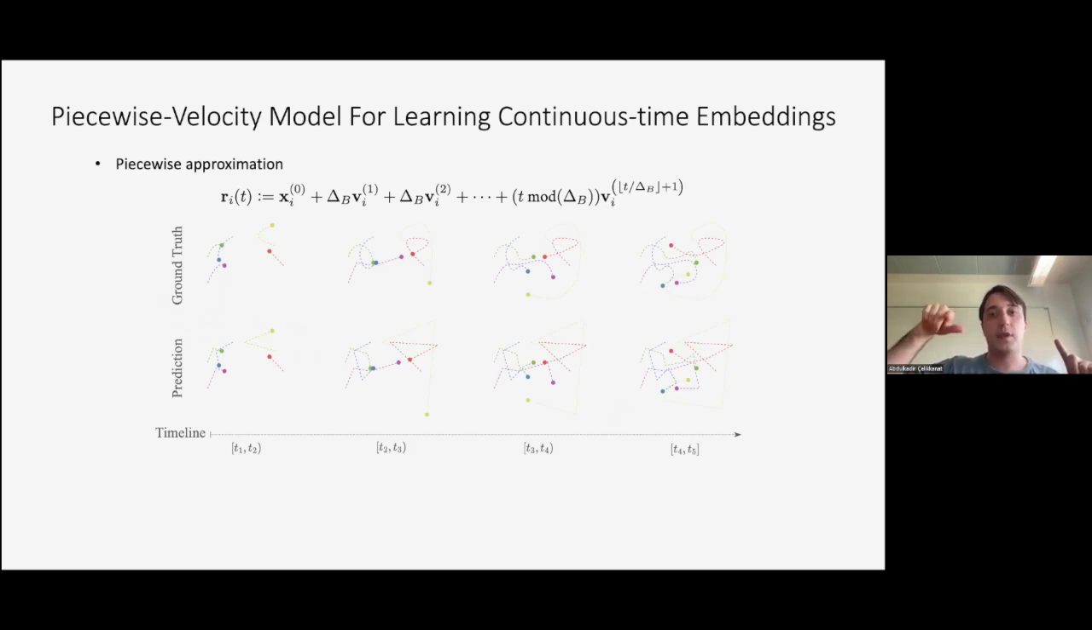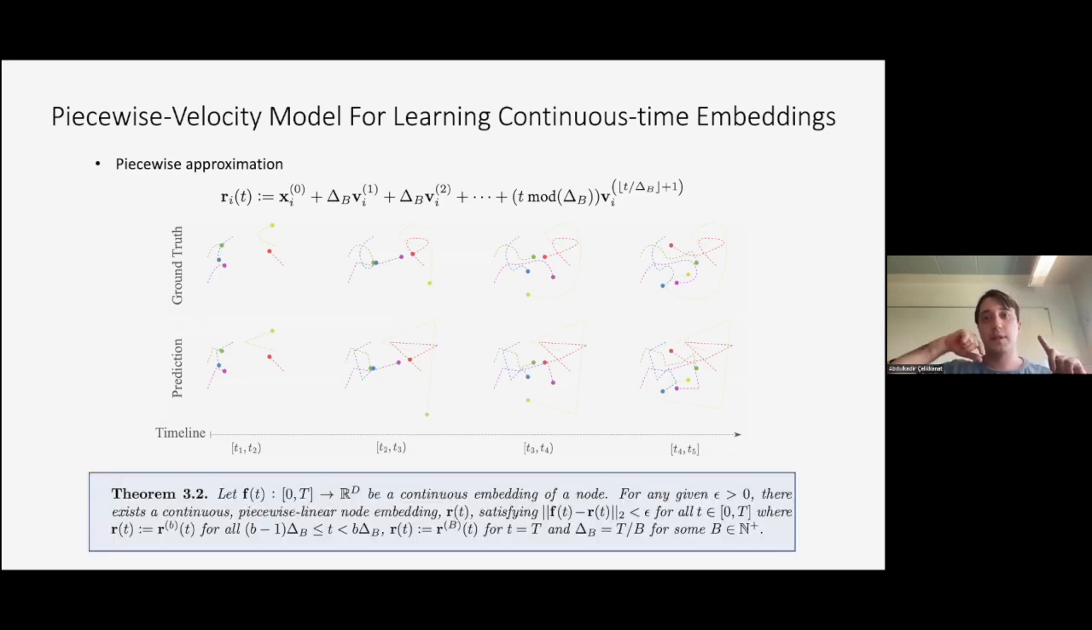And we try to approximate these correct trajectories. It can also be seen that if we increase the number of bins, then nodes can have smoother trajectories in the embedding space, and we can better approximate the correct embeddings.